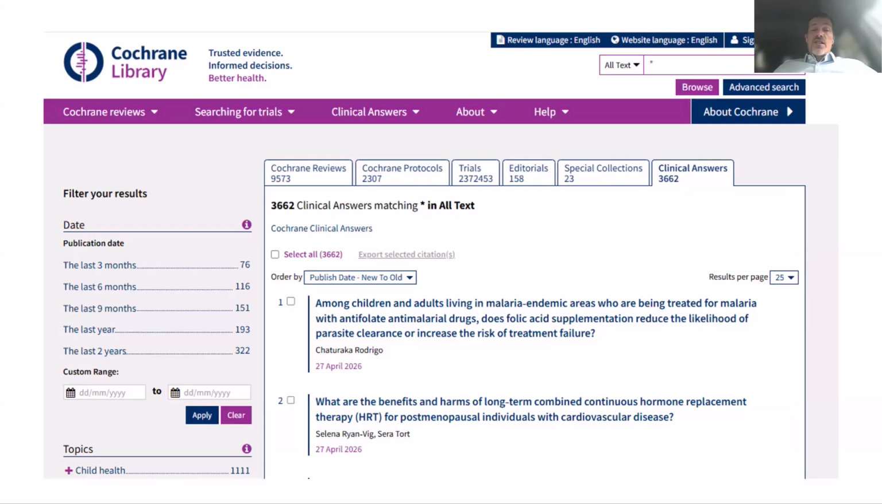You can see when you're browsing that it shows you all the clinical answers that are there, and they're organized in various ways. Usually the default is that it's organized from newest to oldest in the published date. And so you can see that in the center of your screen by Order by. There are, of course, drop-down menus next to that Order by. You can do it all sorts of different ways to your heart's content.